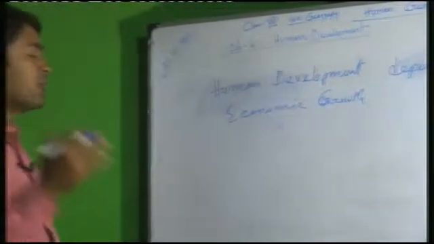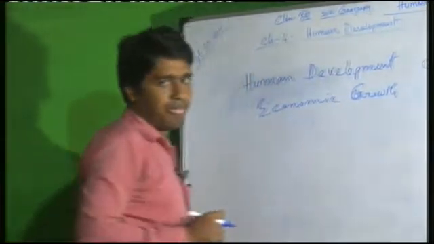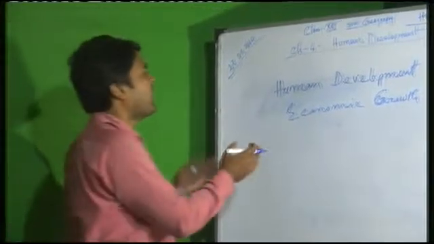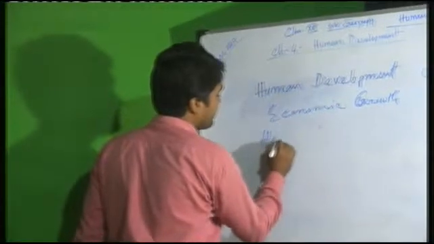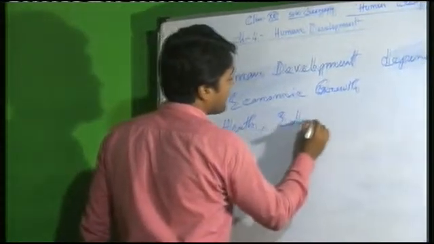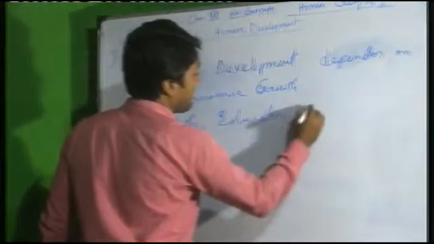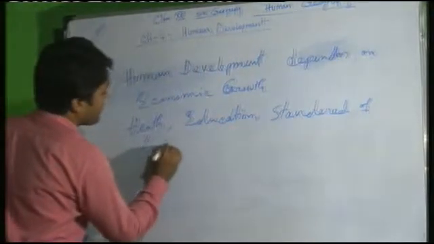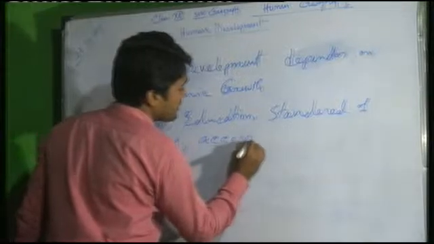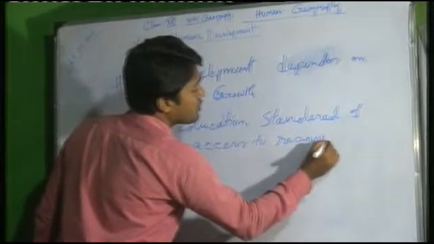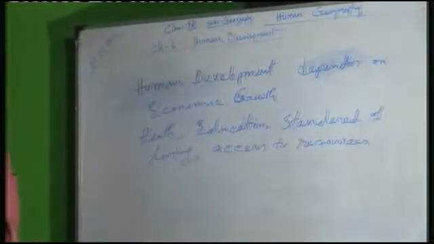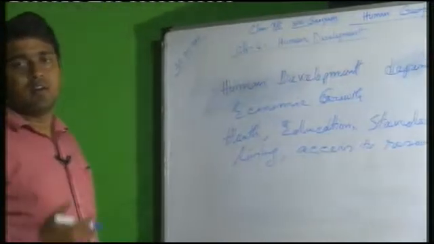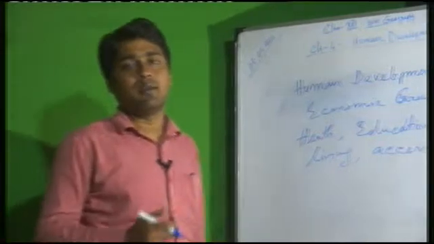Development or human development does not only depend on economic growth or income or money. Development also depends on different aspects like health facility, education, standard of living, access to resources. These are the criteria. When all these criteria are fulfilled in a particular country, at that time we can say this is a developed nation or developed country.